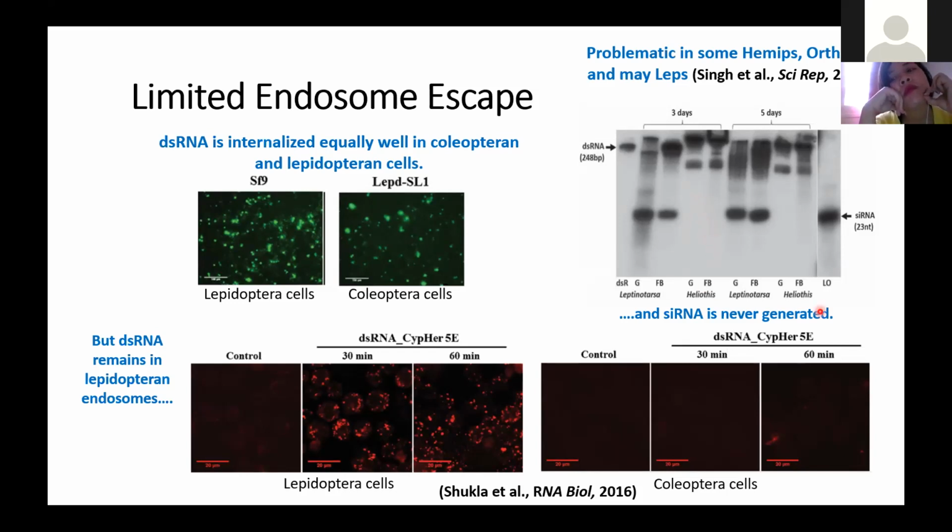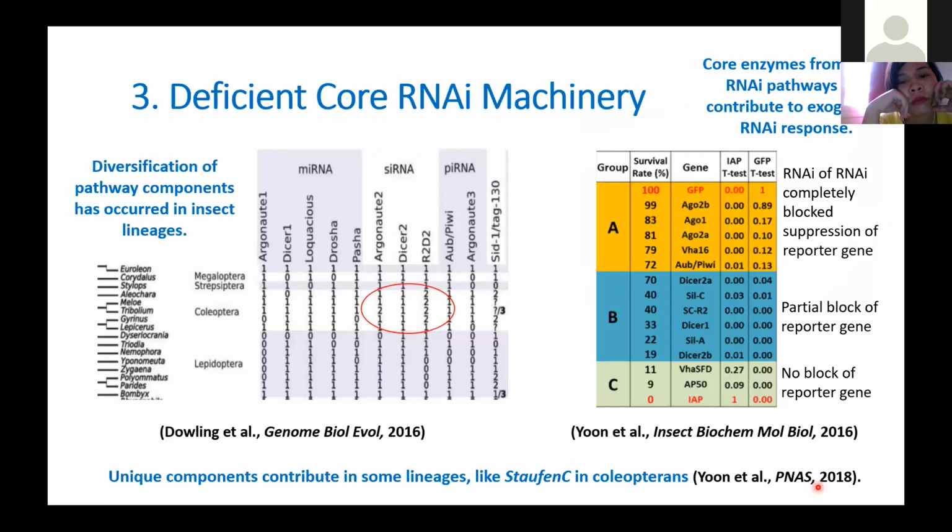And so there's actually a study in 37 different insects that showed that the lack of siRNA production is a problem in some species of hemipterans and orthopterans and many lepidopterans. So this is a widespread issue, and endosomal escape and uptake issues need to be overcome in insects to enhance RNAi efficiency. So now moving on to deficient core RNAi machinery.